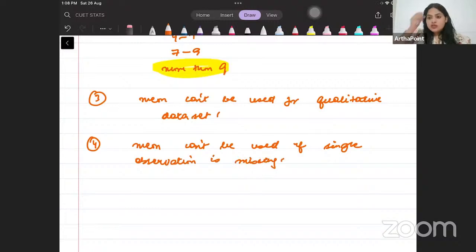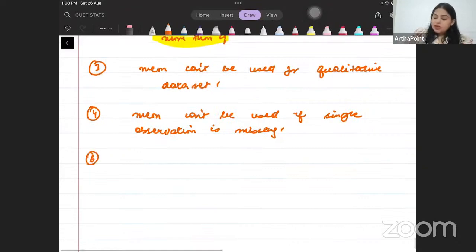So even if a single observation is missing, for example, I have 100 students in my class. And now I tell you that I have 99 scores, but I don't have the marks of one student. Can you find the mean of 100? No, you cannot. Can you find the median? I can still try. I can find the median, but I cannot find the mean. Finding the mode is very easy. I can still find which mark has the highest frequency, what's the mode. But I cannot find the mean even if a single observation is missing.